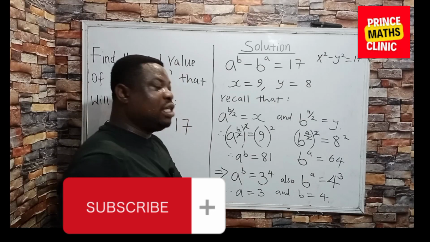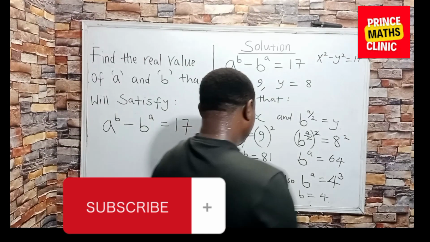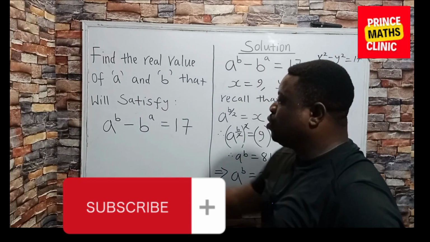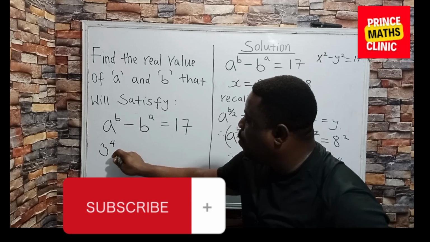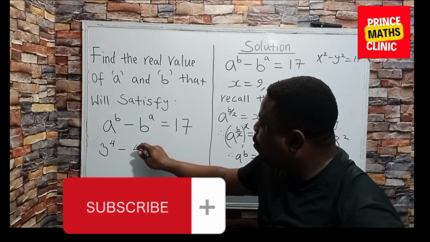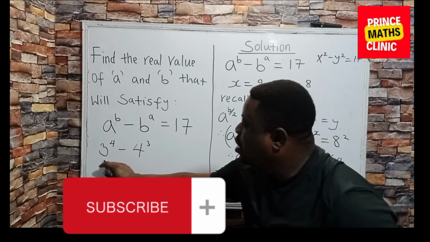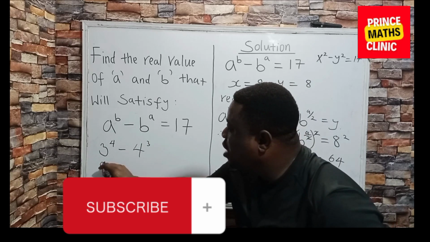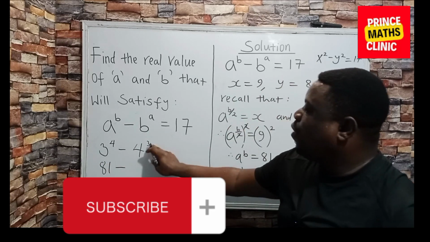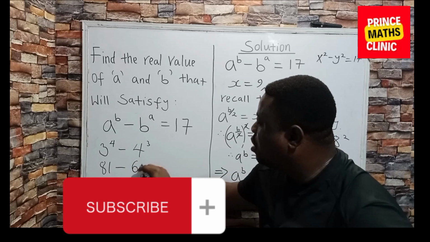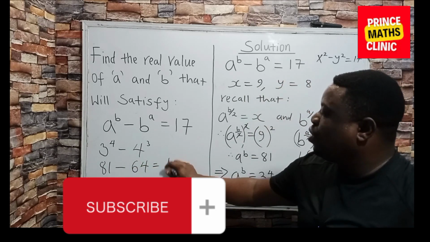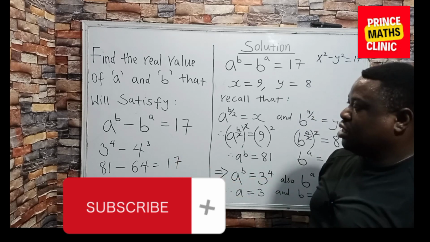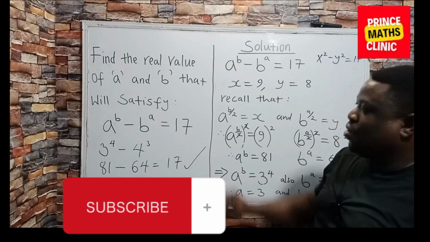So let us see if we are correct. If we put A to be 3 here, 3 to the power of 4, and B is 4 to the power of 3. 3 to the power of 4 is 81, and 4 to the power of 3 is 64. And 81 minus 64 gives you 17, which is correct.